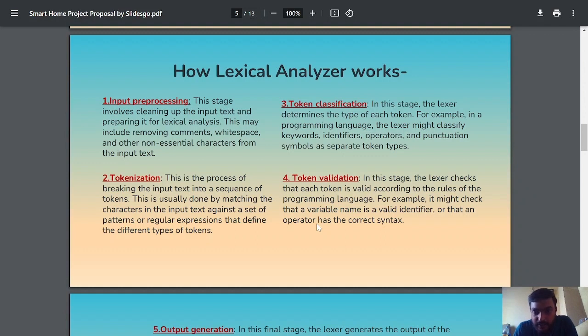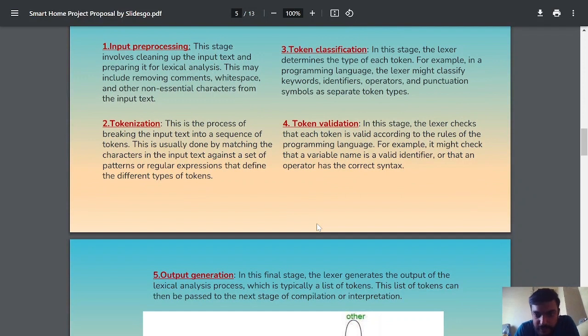Token classification. In this stage, the lexer determines the type of each token. For example, in a programming language, the lexer might classify keywords, identifiers, operators, and punctuation symbols as separate token types. Token validation. In this stage, the lexer checks that each token is valid according to the rules of the programming language.